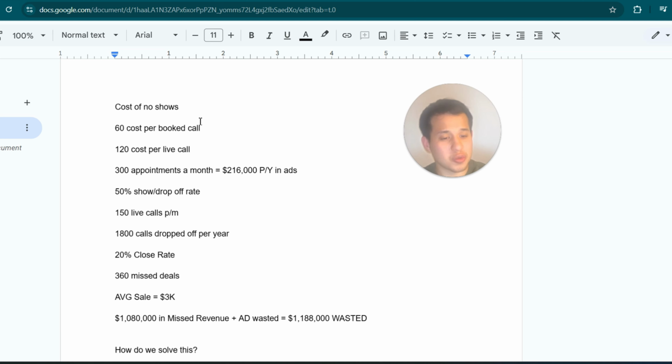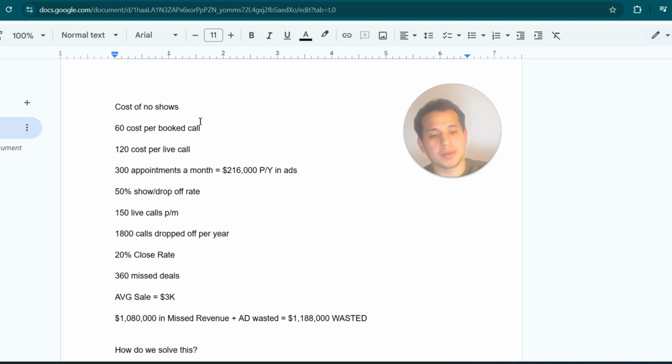Now assume you have a 20% close rate. That would mean in the year you've missed out on 360 deals. Imagine your average sale is $3,000 for your services. You missed out on $1,080,000 in revenue every year, plus the ads to get those appointments. So in total, you'd be losing $1,188,000 a year because of just no-shows.